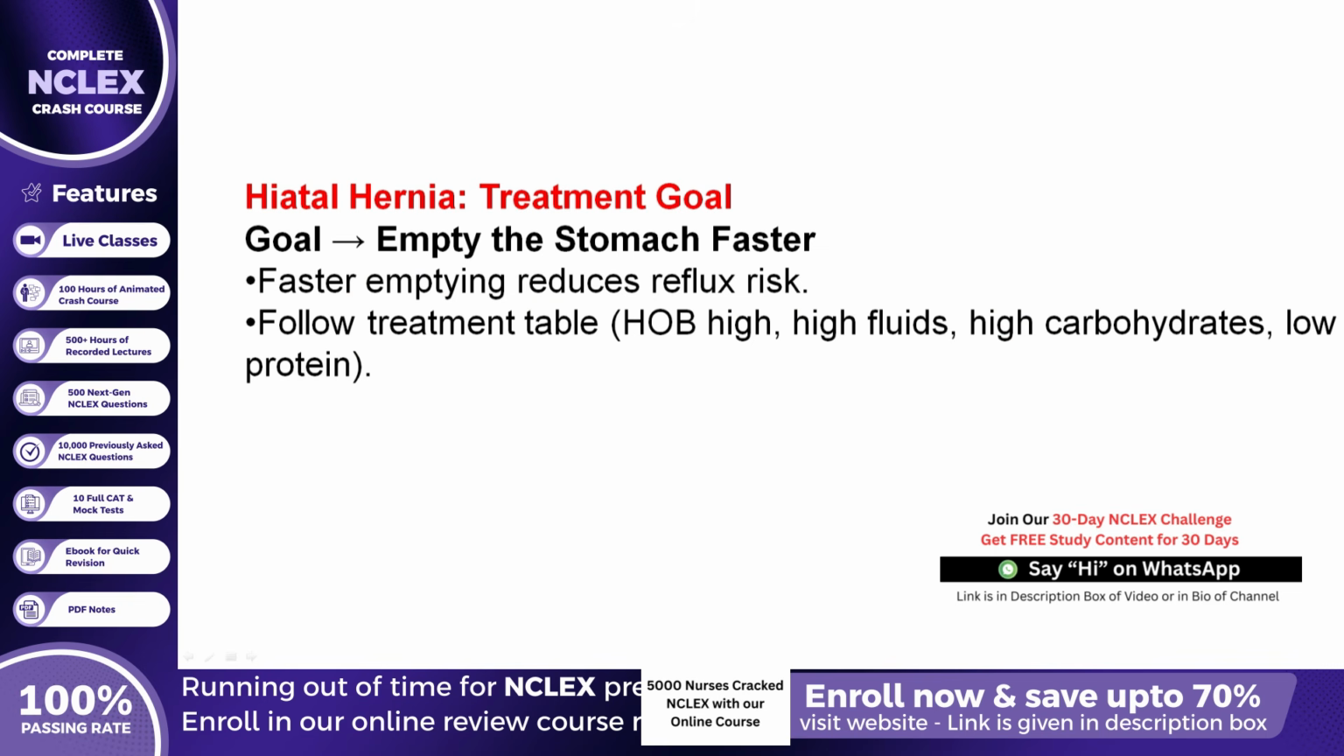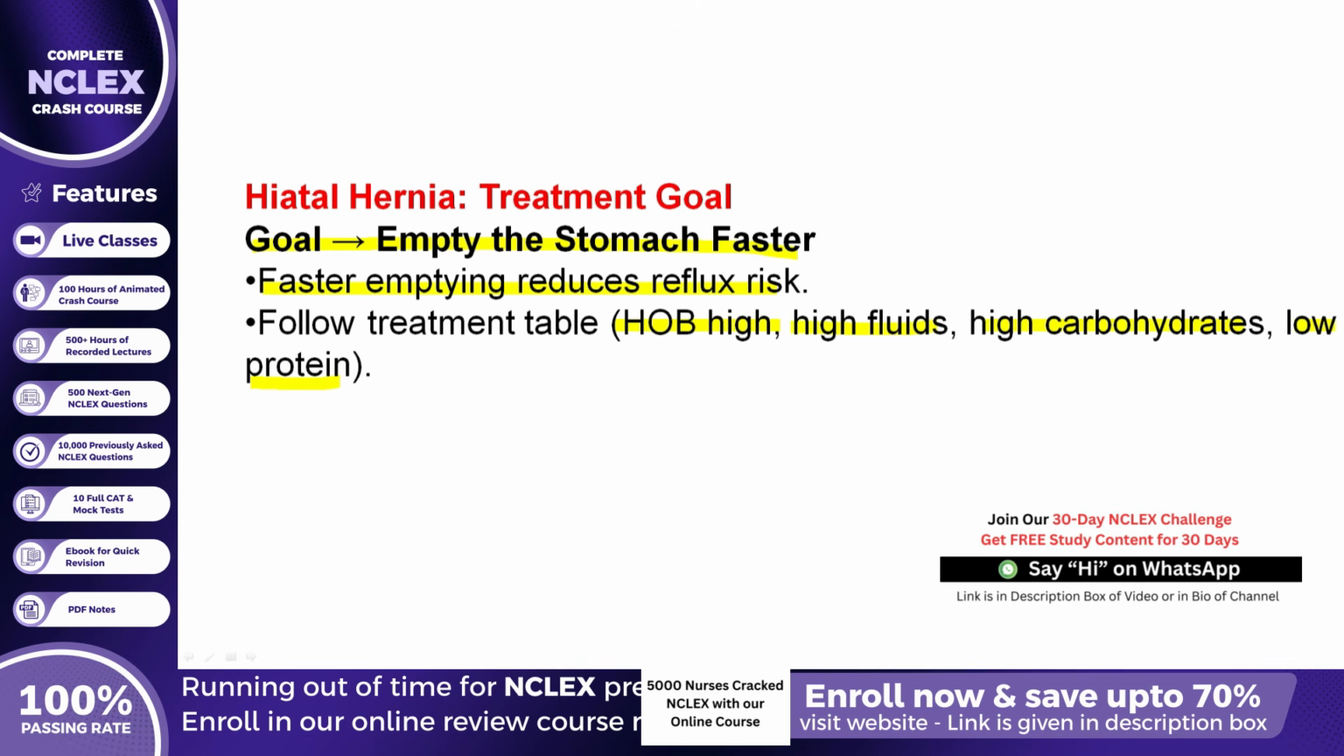Finally, the treatment goal focuses on emptying the stomach faster. The reason is that faster emptying reduces the risk of reflux. To accomplish this, we follow the treatment table, which includes keeping the head of the bed high, maintaining high fluid intake, increasing carbohydrates, and lowering protein.